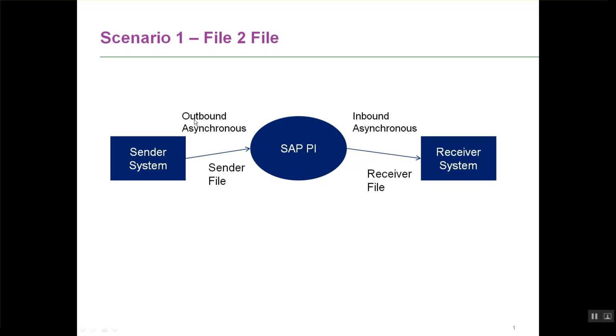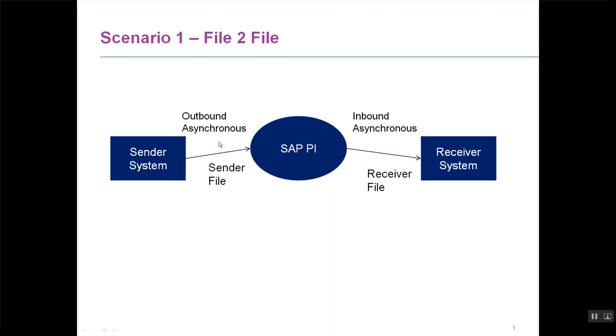We have a sender system, we have a receiver system. Every interface has directions. It is called an outbound interface and an inbound interface, and this direction is with regards to the sending system and the receiving system, it is not with regards to PI. Every interface has a mode, whether it is an asynchronous interface or a synchronous interface. Asynchronous interfaces are typically fire and forget interfaces, whereas synchronous interfaces are request reply, where you're sending a request and you're getting a response back.